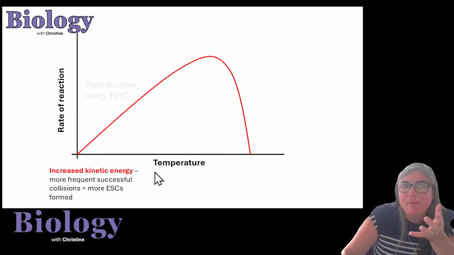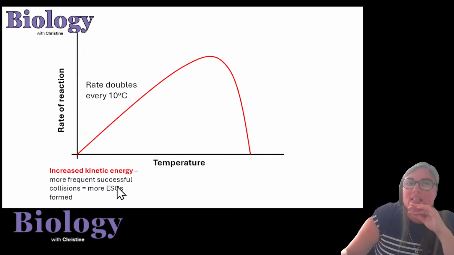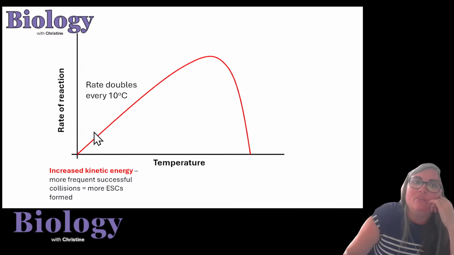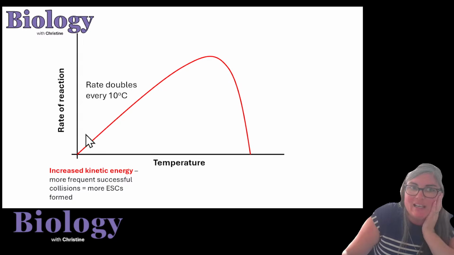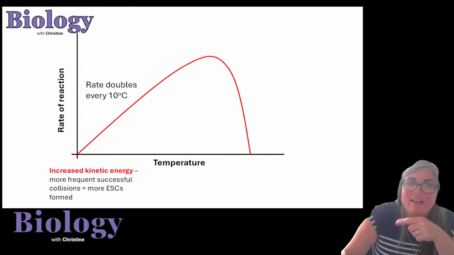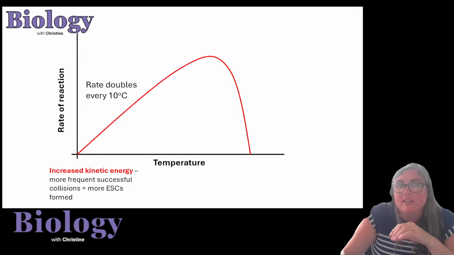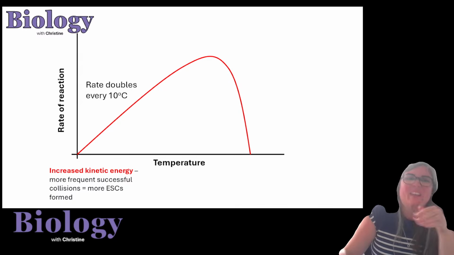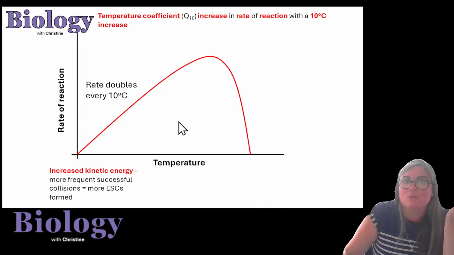Obviously, we're talking about temperature. If I increase the temperature, I'm increasing the kinetic energy. Don't forget about low temperatures. If I have low temperatures, I have less kinetic energy, therefore less frequent collisions, therefore fewer enzyme-substrate complexes forming. So many students forget the other side for some reason, and I don't know why.